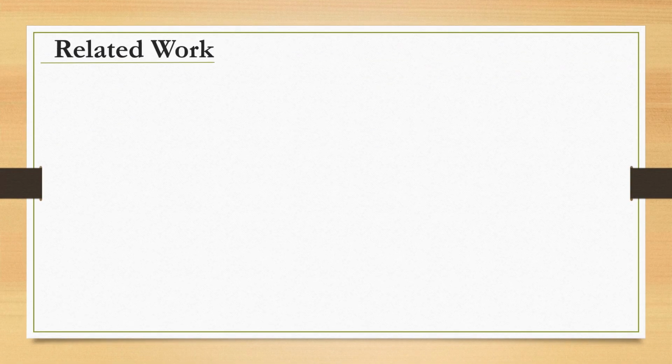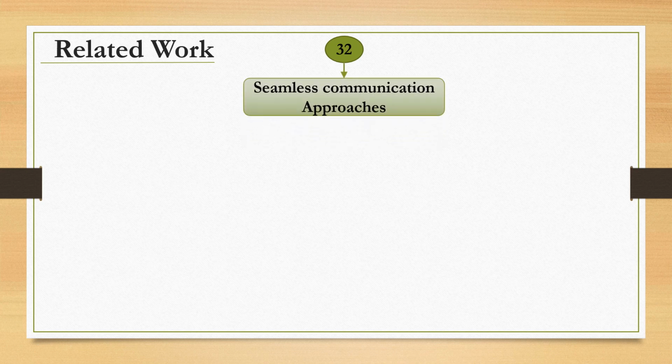Then let us talk about the related work. So I have reviewed about 32 papers about the ubiquitous networks, the 6G networks, the capillary networks, and the seamless communication, which is my main paper scope. So let me talk about some of the seamless communication approaches that have been proposed.